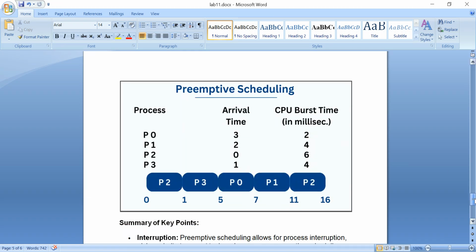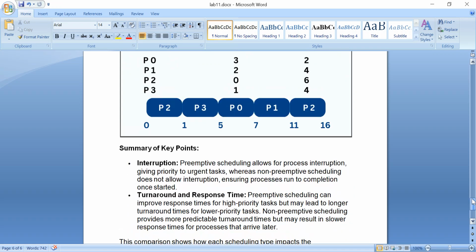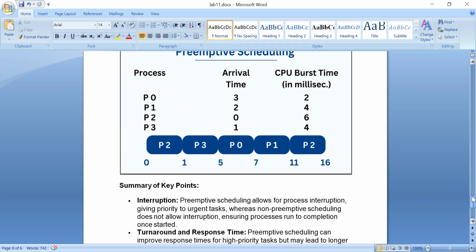So this is how high priority tasks and tasks with shorter times need to be executed in preemptive scheduling. Hope you understand this very well. These are the key points. Interruption: preemptive scheduling allows for process interruption and gives priority to urgent tasks, like the way we gave it to process 3 and process 0.